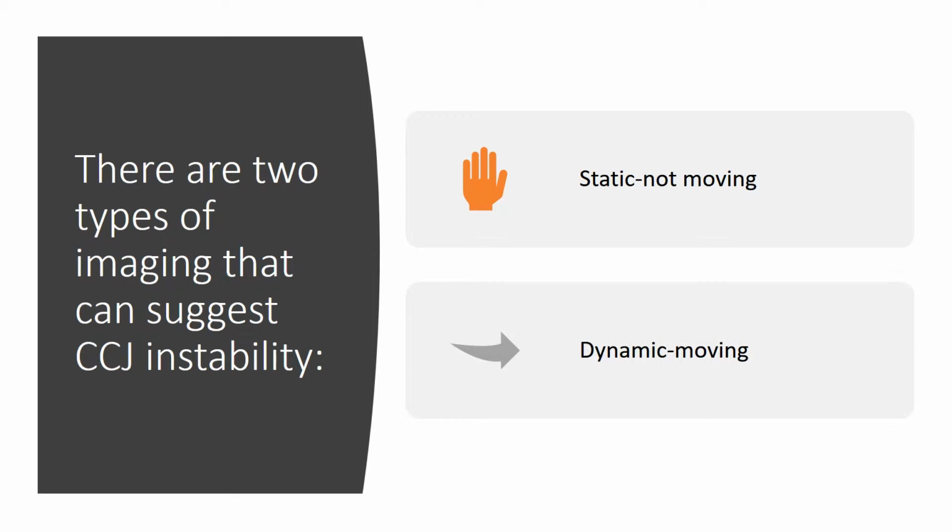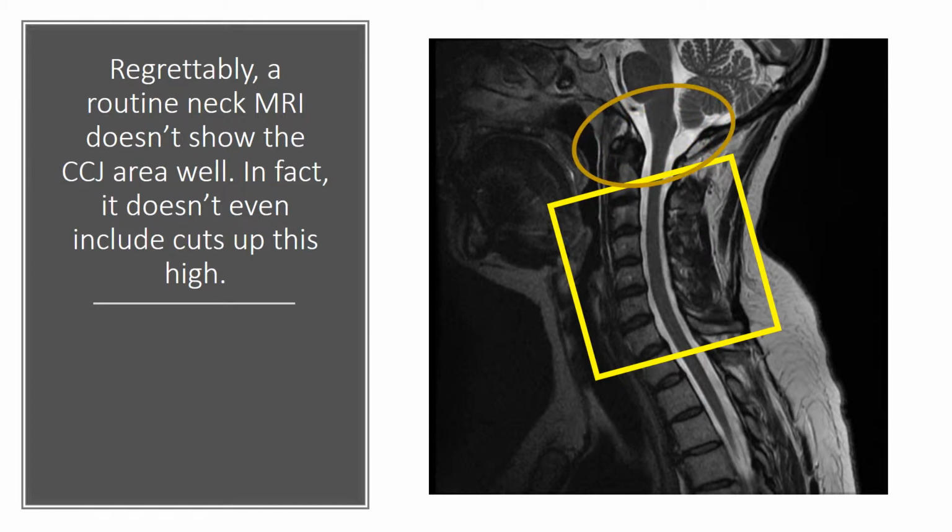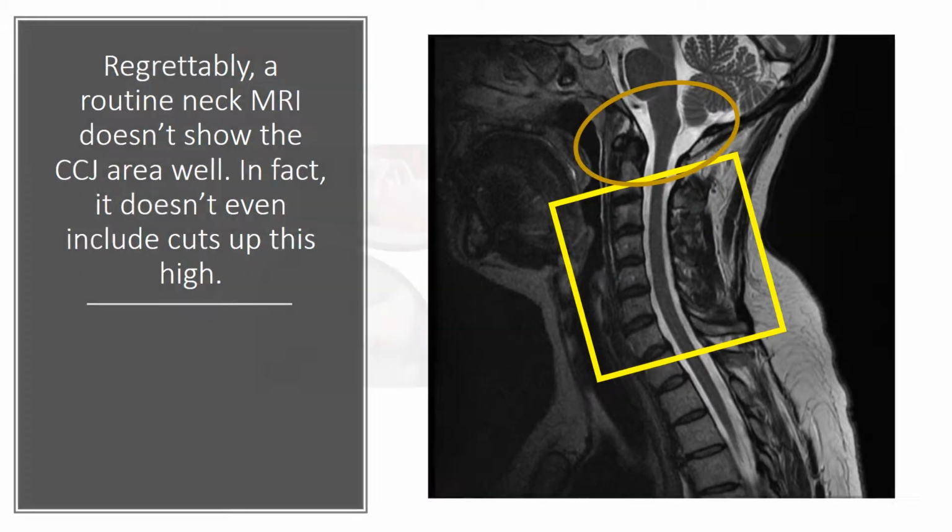Now, we're going to be focused on the static version of MRI. There is a moving MRI, or one that can be done with motion, but today we'll focus on the static MRI. And regrettably, a routine neck MRI doesn't show the CCJ area well. In fact, it doesn't even include cuts that go high up into that area. So this is the block that they usually acquire, from C2 down to T1. Now the CCJ is above there, so they're not getting much information about the CCJ in a routine MRI. They're just not looking in the right place. It's on there in some of the cuts, but in other cuts it's not at all.